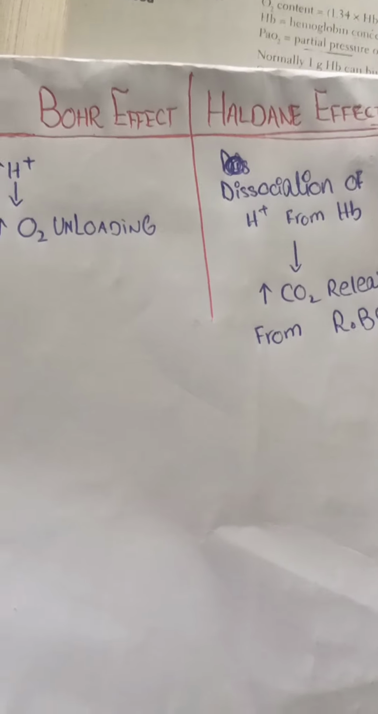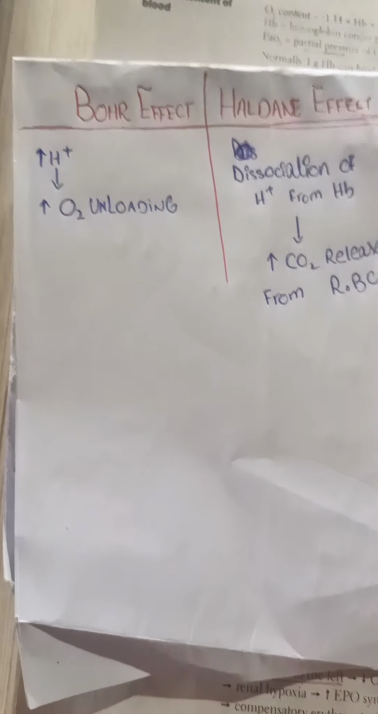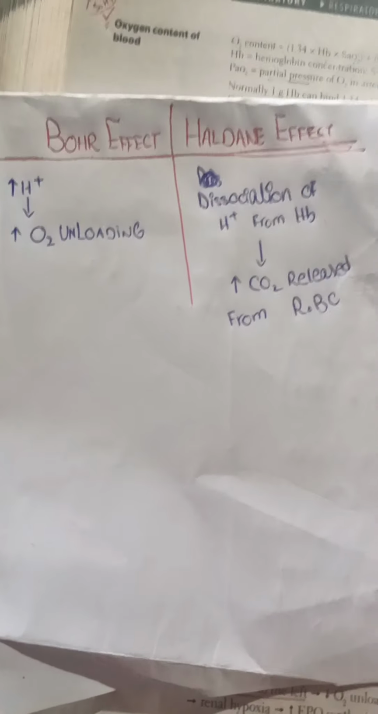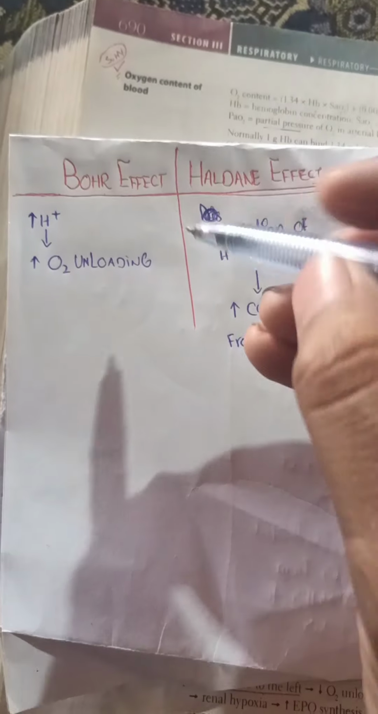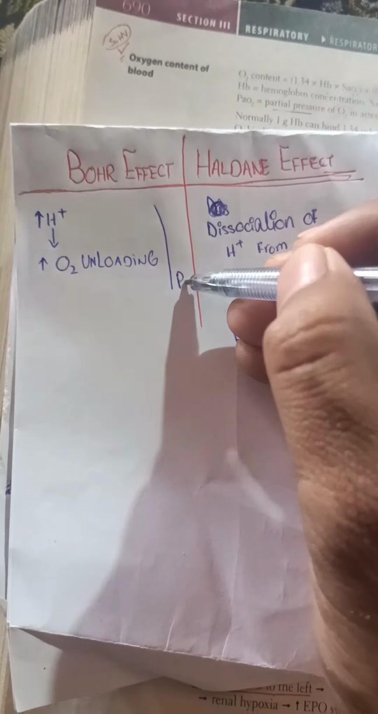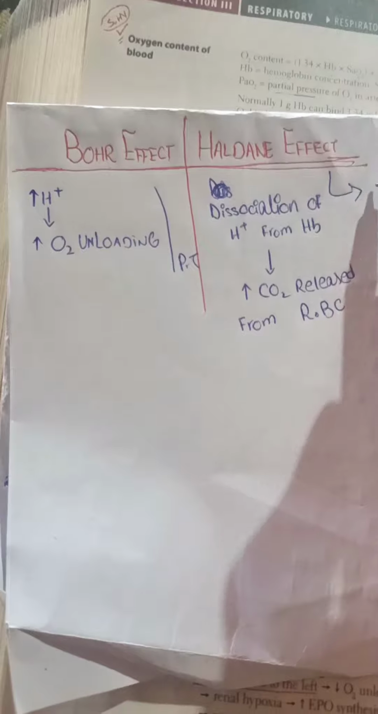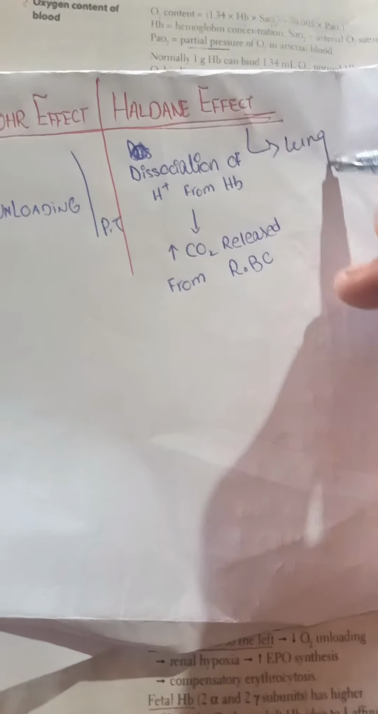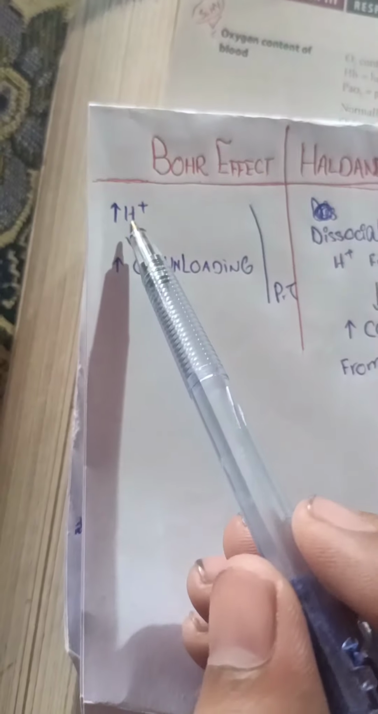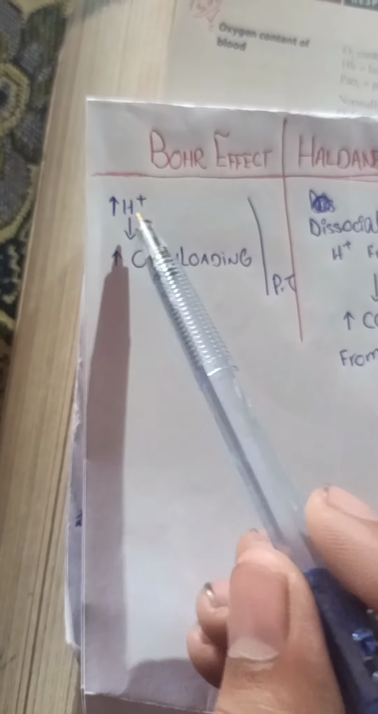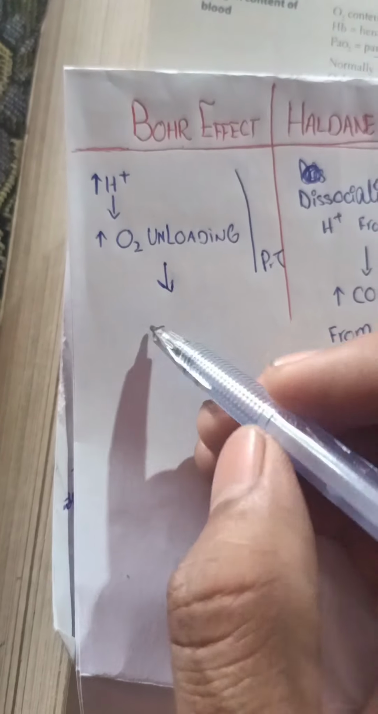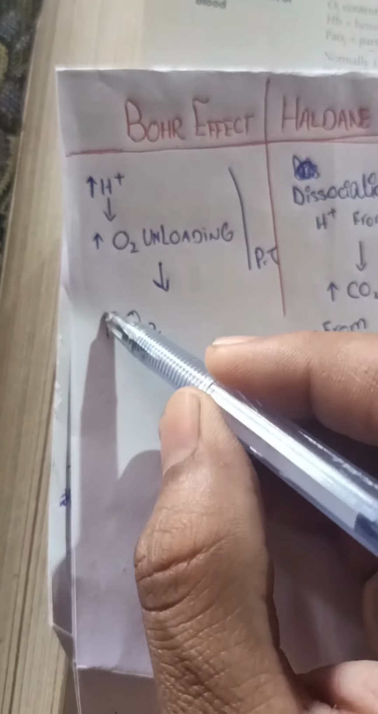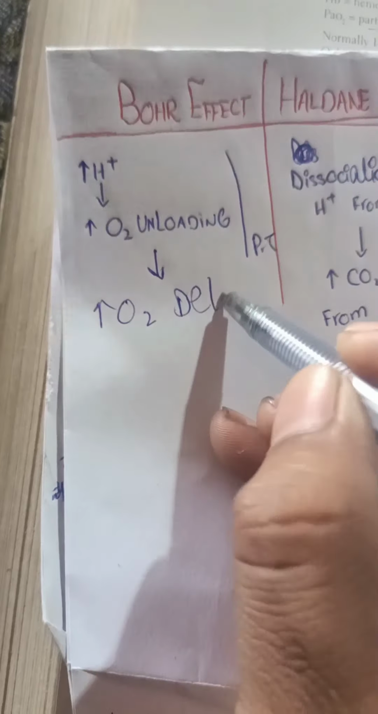Second thing is the Bohr effect and the Haldane effect. These two effects are super high yield for the USMLE and the FCPS exam. Basically, the Bohr effect takes place in peripheral tissue, while the Haldane effect takes place in the lungs. So, increased hydrogen ion concentration in the peripheral tissue leads to increased O2 unloading from the hemoglobin and increased O2 delivery to the peripheral tissue.